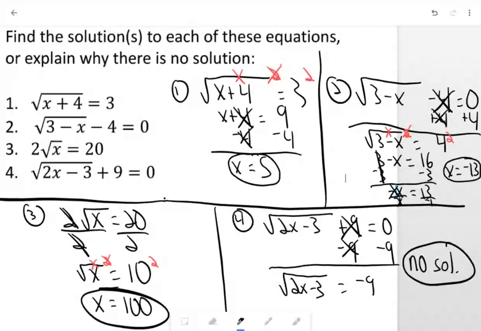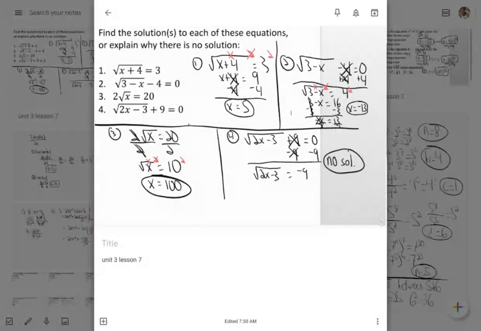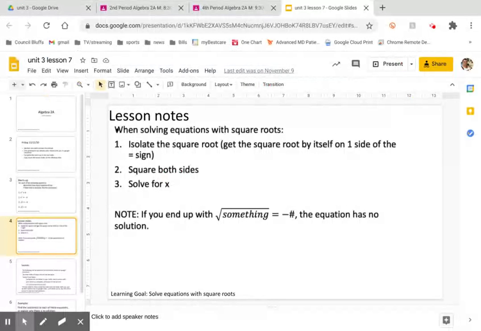So when you do your examples on your cool down tonight, be wary of that. If at any point in the process of solving you end up with the square root of something equals a negative number, like we did in number 4, that means your equation has no solutions. You can stop right there. That is it for lesson 7.